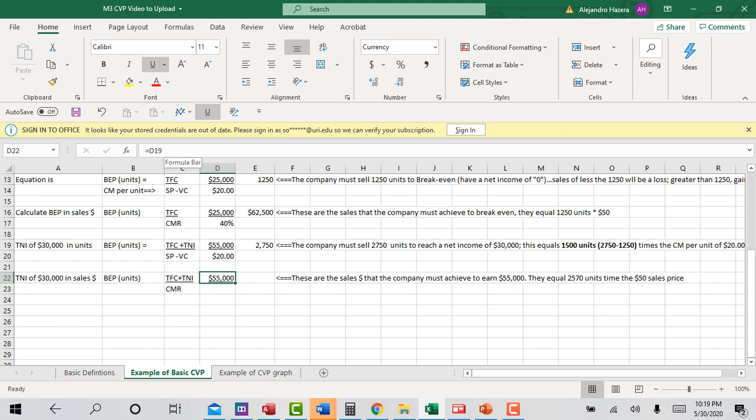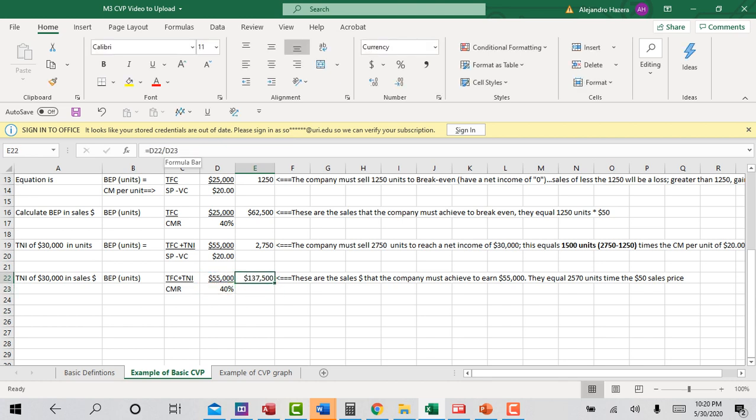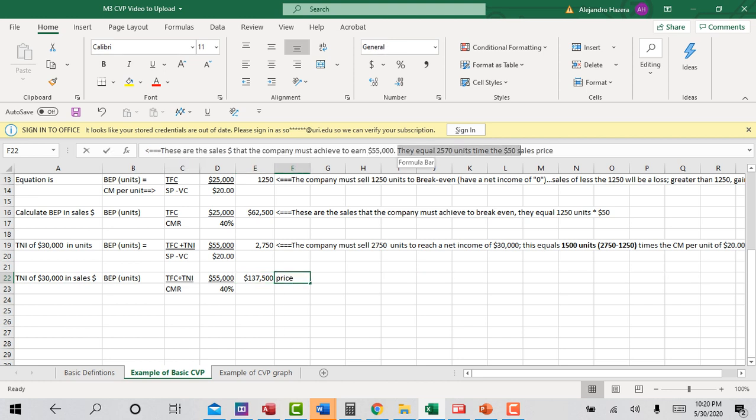Now I'm going to divide by my contribution margin ratio, which right here is 40%. So 55,000 divided by 40% is 137,500. All that equals the 2,750 units you need to make in order to both break even and meet a target net income, multiplied by $50. This is another way to get it, but it's nice to have this formula. The contribution margin ratio is a nice concept.